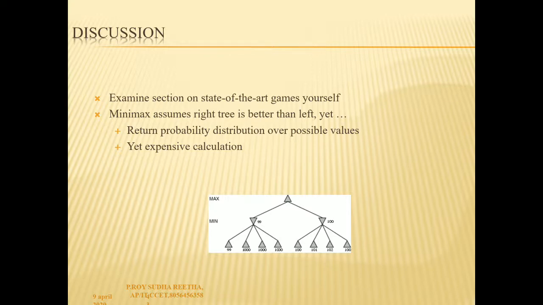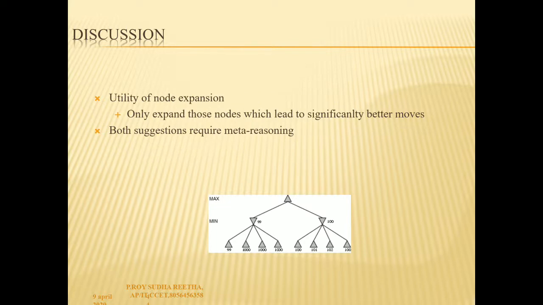And we have discussed what is meant by games and the minimax algorithm, and how the minimax algorithm would produce a better right tree than the left tree, and we are going to calculate which would be the most expensive calculation out of all the algorithms. And alpha beta pruning we have seen, and also the utility of node expansion we have seen in detail, and both suggestions require meta reasoning.